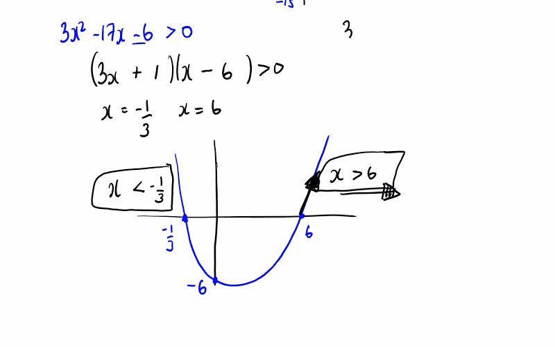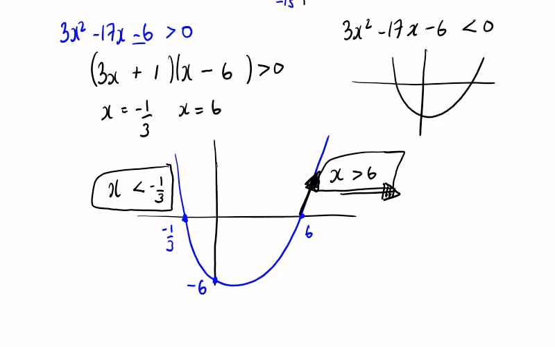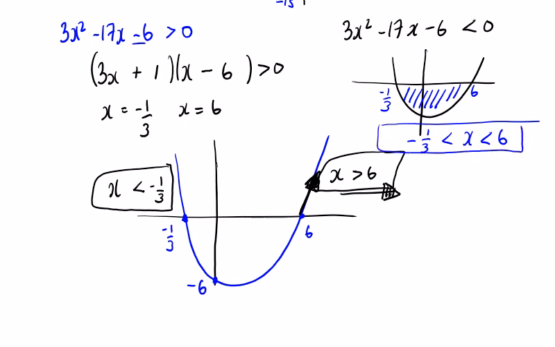If it said 3x squared minus 17x minus 6 less than 0, my solutions, just a little sketch. My solution again will be in here. We have minus a third, we have 6. So instead of writing less than or equal to, I just write less than 6. And on this side, I put in my minus a third. So straightforward enough. I'll give you two to practice now, and then you can move on to the next lesson.